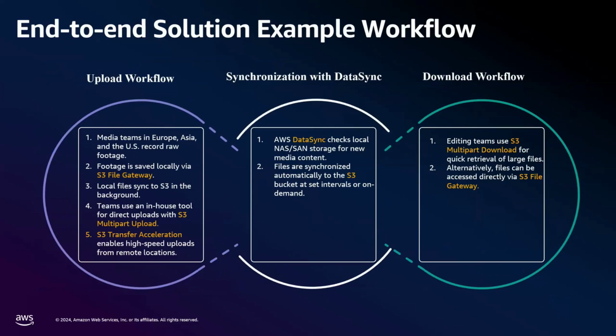So the solution entails the following workflow. You've got the upload workflow, where media teams across Europe, Asia, and the US start by recording raw video footage. They use S3 file gateway to save the footage locally, which in turn syncs to S3 in the background. For teams preferring direct uploads, an in-house tool integrates with S3 multi-part upload to enhance the speed from remote locations. S3 Transfer Acceleration is also enabled on that S3 bucket, which essentially uses the CloudFront locations, or what we call edge locations.